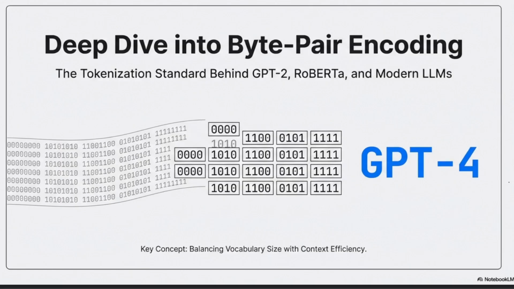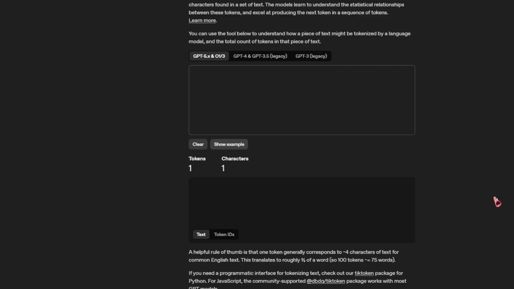Today we're going to deconstruct Byte-Pair Encoding, or BPE. If you've ever wondered how models like GPT-4 or Claude actually read text, it's not by reading whole words, nor by reading individual letters. They use a method that sits right in the middle. By the end of this session, you will understand exactly how BPE compresses text, how it handles words it has never seen before, and why it is the industry standard for training LLMs.